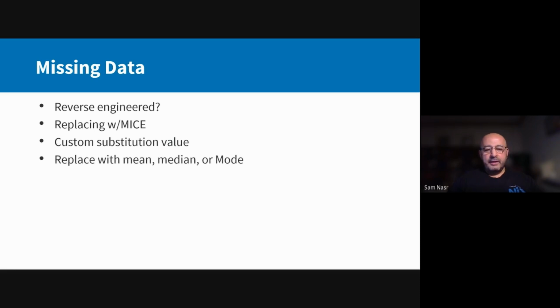Another popular method for handling missing data is replacing the value with either the mean, the median, or the mode. And these are all different types of averages that we'll talk about in just a little bit and discuss the pros and the cons of that.